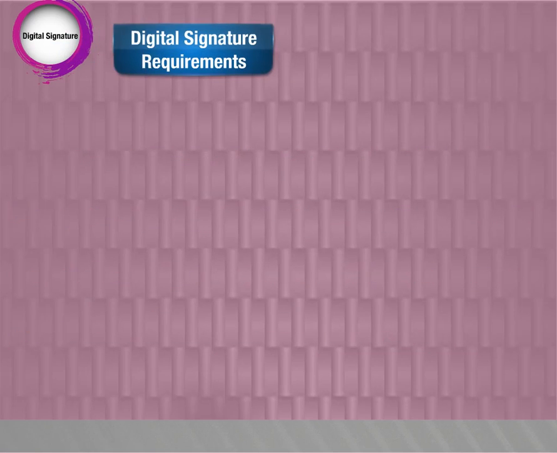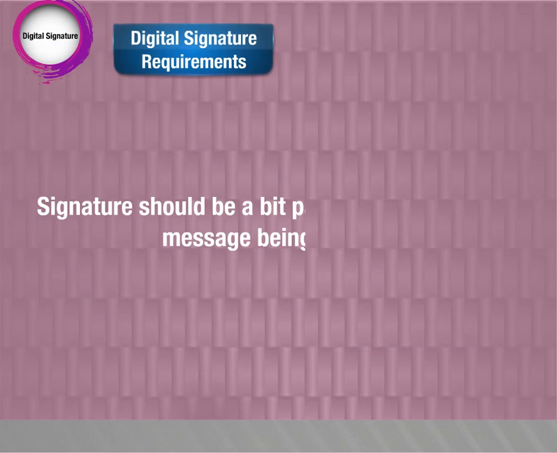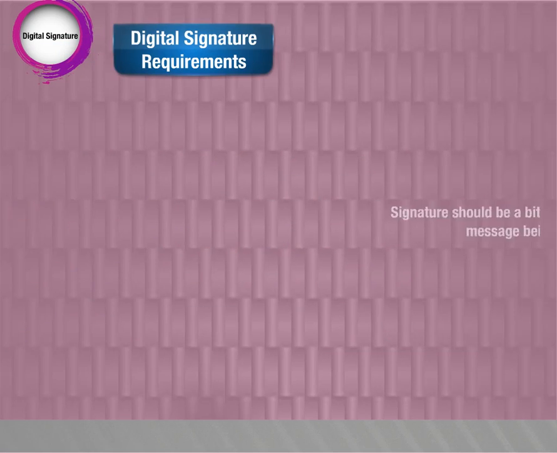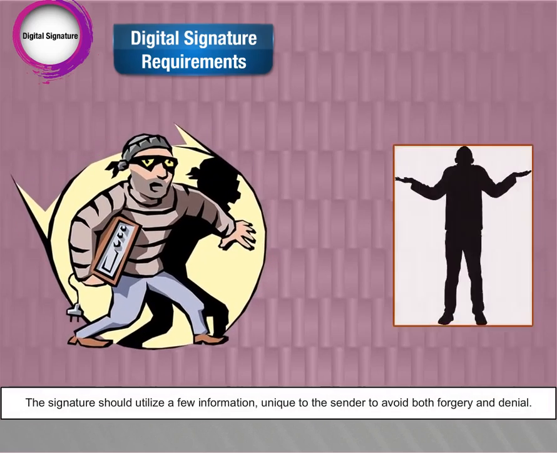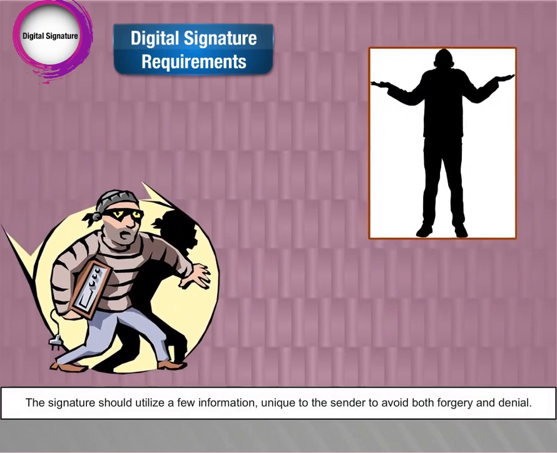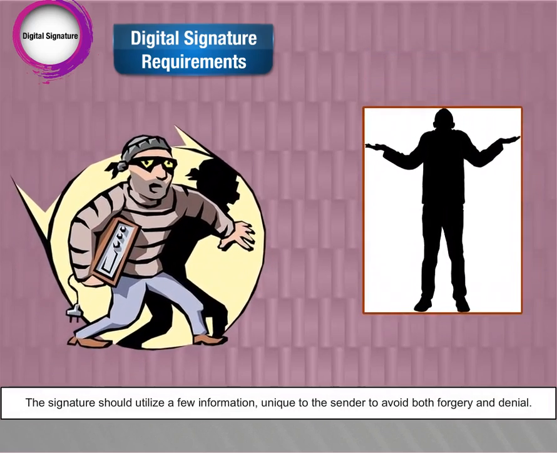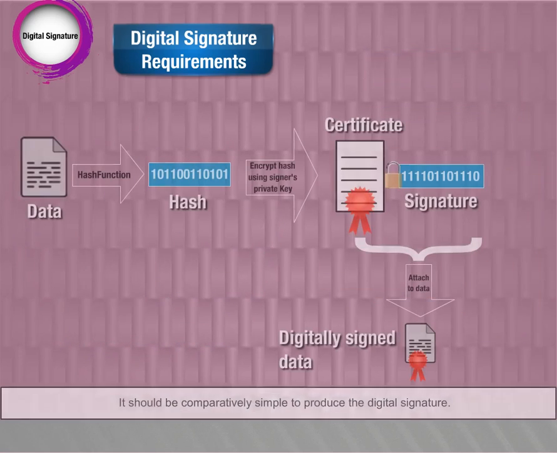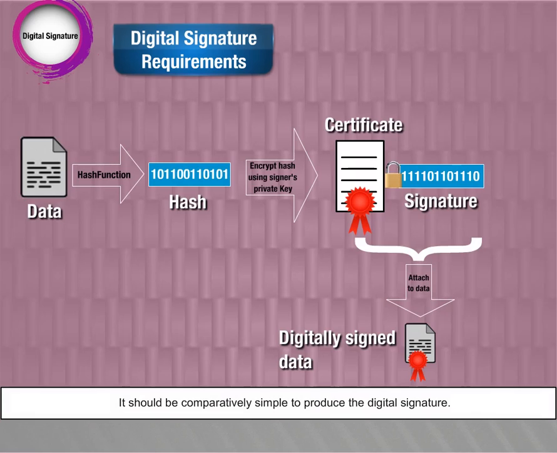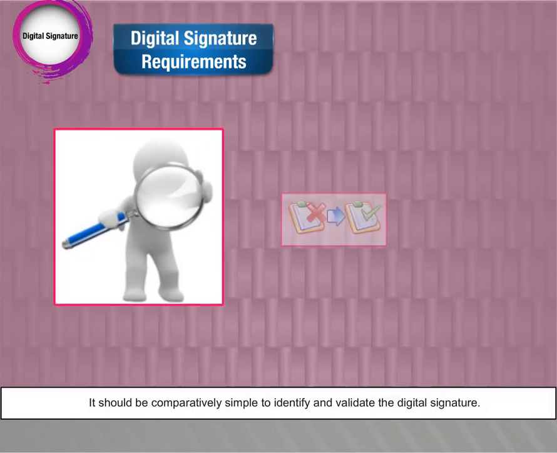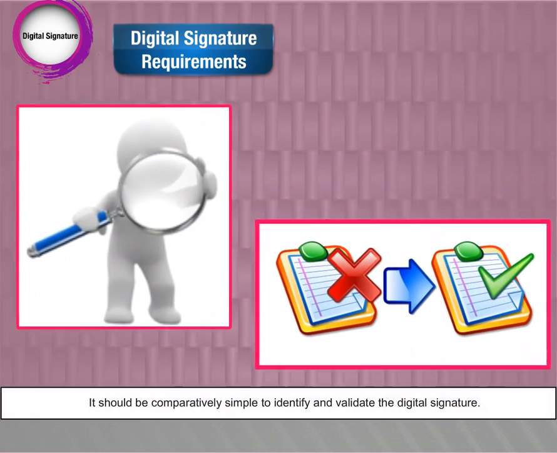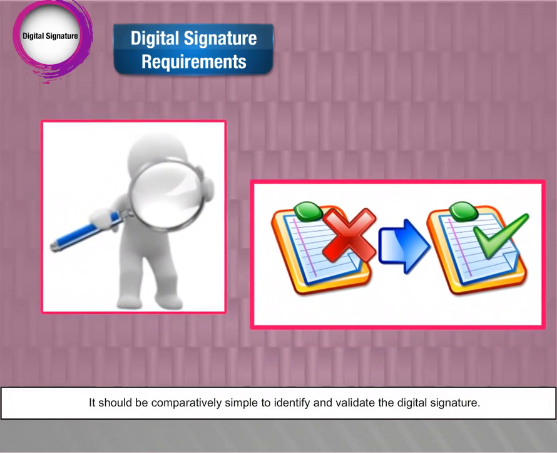Digital signature requirements. The signature should be a bit pattern that depends on the message being signed. The signature should utilize some information unique to the sender to avoid both forgery and denial. It should be comparatively simple to produce the digital signature. It should be comparatively simple to identify and validate this digital signature.